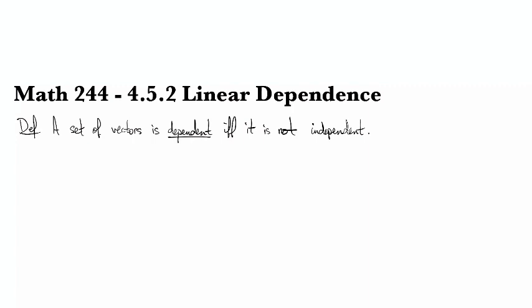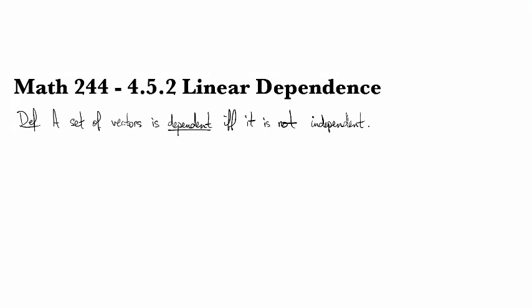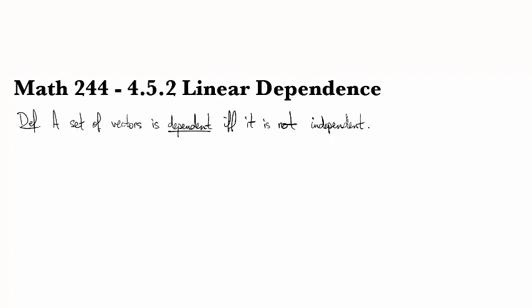Now I'm going to give you probably the stupidest definition of the course, or at least one of them. A set of vectors is dependent if and only if it is not independent. Okay, bet you didn't see that coming, right? Well, unfortunately, the notion of independence is kind of easier to understand through the notion of dependence, and then saying, okay, not that is the thing we're interested in. So let's explore the idea of dependence by itself.